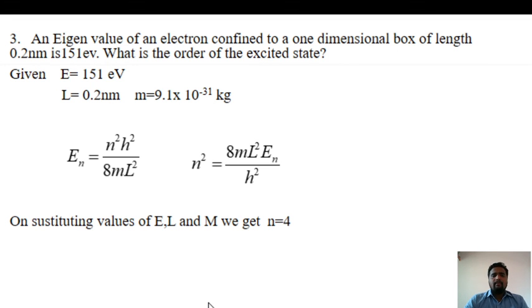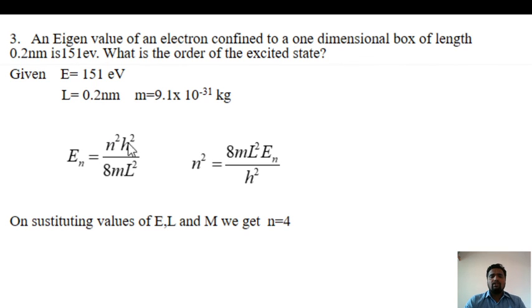Next, problem number 3. An eigenvalue of an electron confined to a one-dimensional box of length 0.2 nanometer is 150 electron volt. What is the order of the excited state? In this problem, they have given the energy eigenvalue of the electron, equal to 150 electron volt, and L is given 0.2 nanometer and mass is given 9.1 into 10 raised to minus 31 kg. You have to find out the value of n here.